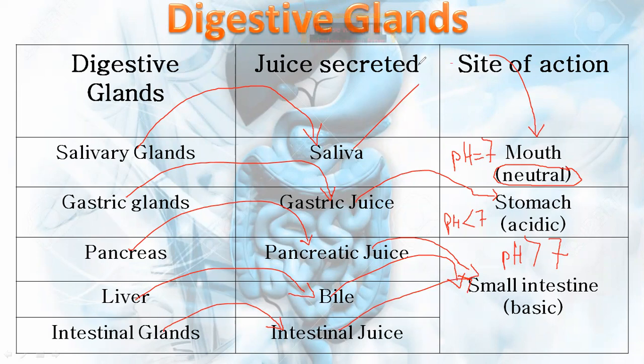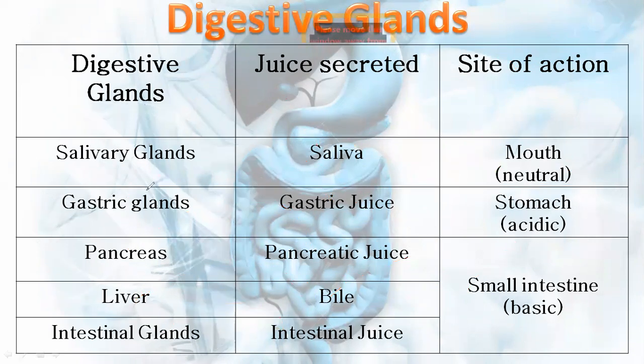So from now on, you have to know the following. The salivary glands secrete saliva in the mouth. The gastric glands secrete gastric juice in the stomach. The pancreas secretes pancreatic juice. The liver secretes bile. And the intestinal glands secrete intestinal juice, all of them in the small intestine. So here you have to know these notes.